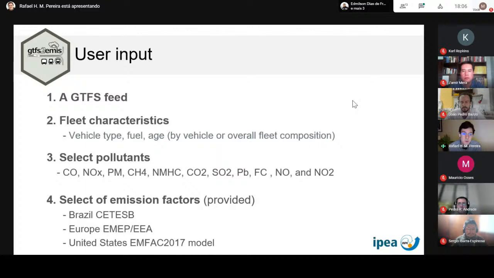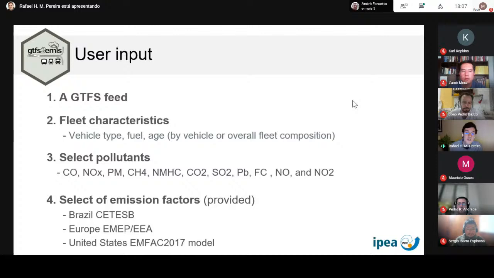So as you can see, this is very simple, we don't really need to use a lot of data inputs. And what GTFS2EMIS does is basically this.